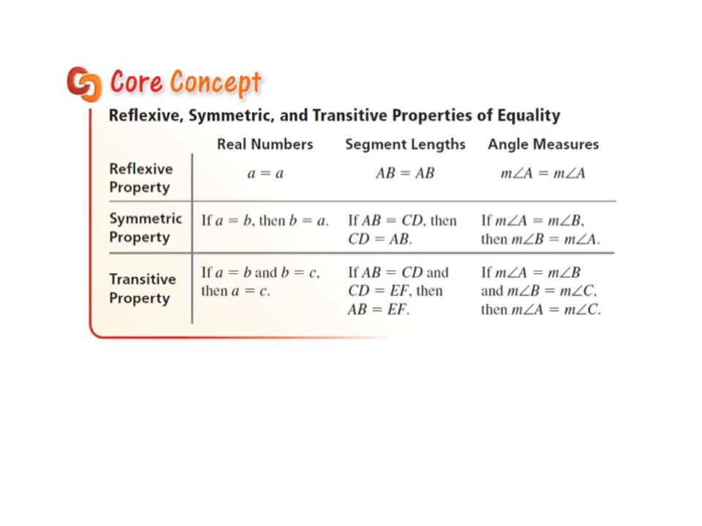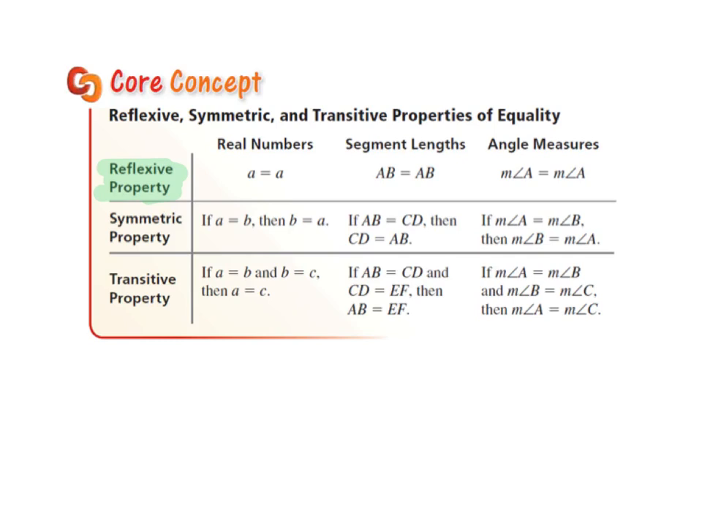Some other common properties that we will use, not so much with the algebraic ones, but even more so when we start talking about geometric proofs. The reflexive property is a little common sense. Anything is equal to itself. A number can equal itself, a segment can equal itself, and an angle can equal itself.